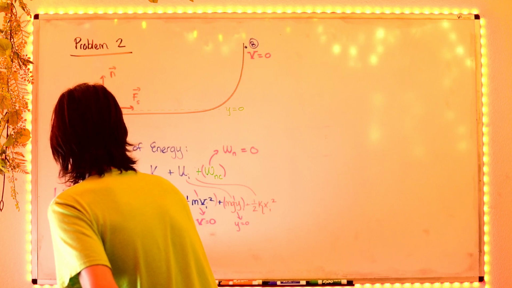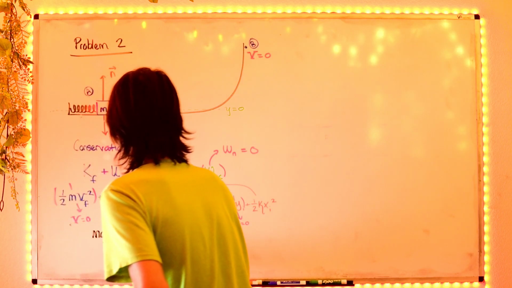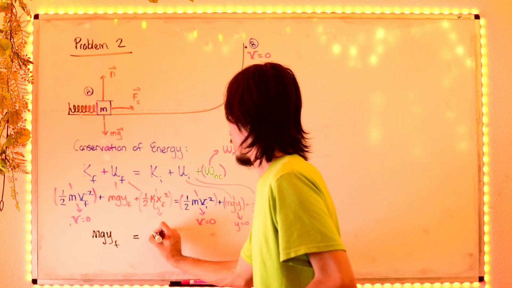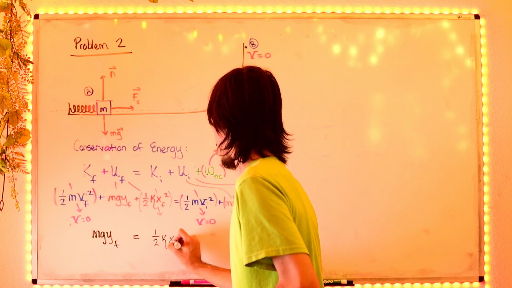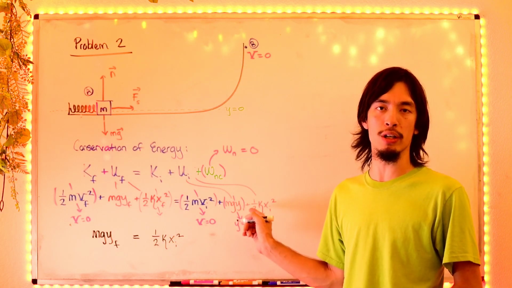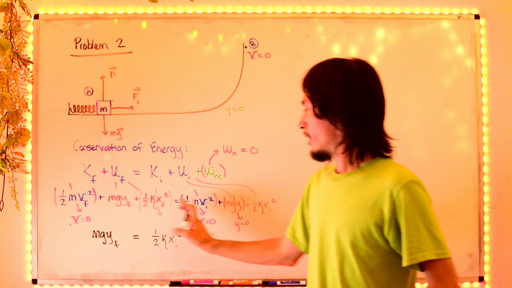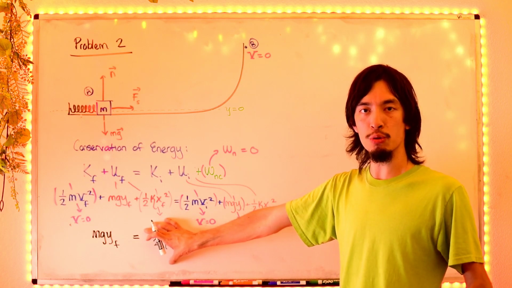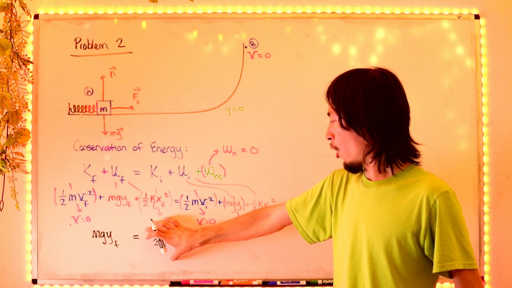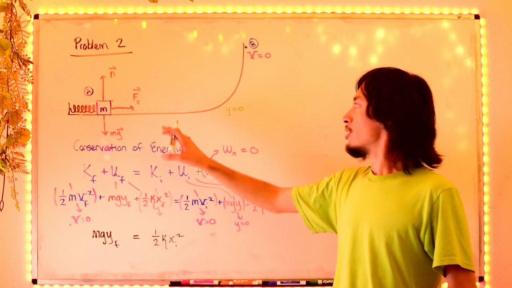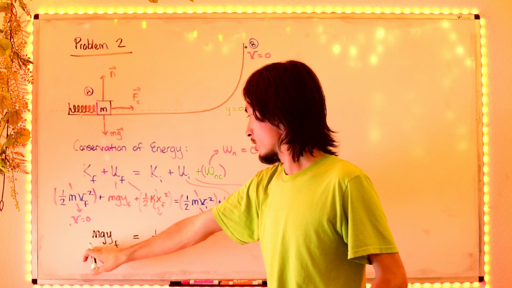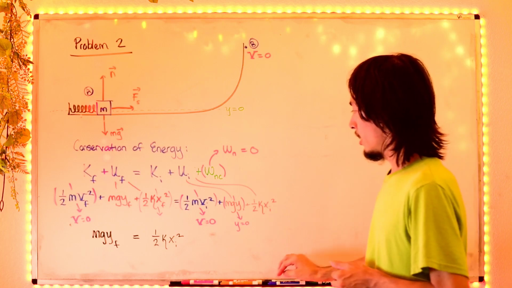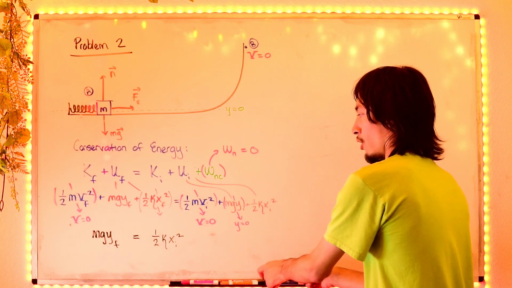The remaining terms are mgy final, that's my gravitational potential energy at the end. That's it. And it's equal to 1/2 kx initial squared, so it's only spring potential energy to start with. So this statement basically says that I start out completely with potential energy stored in that spring, and it uses all that potential energy stored in the spring to make it go higher up the tower, which is gravitational potential energy. So it's all converted into that at the end of the problem. We want the height in this case, so we're going to solve for y.